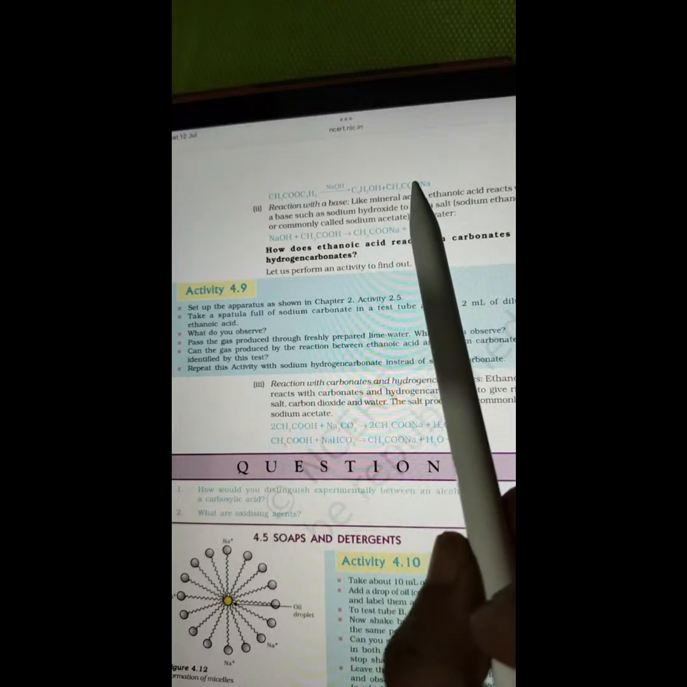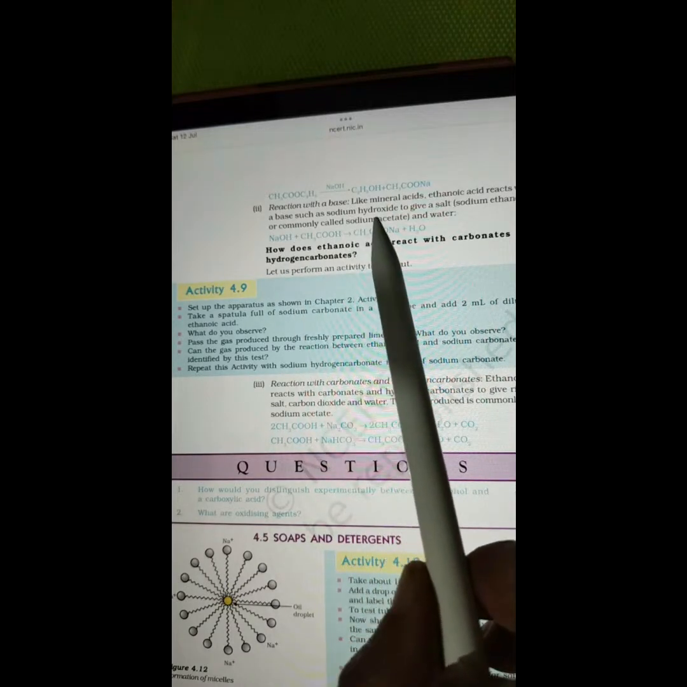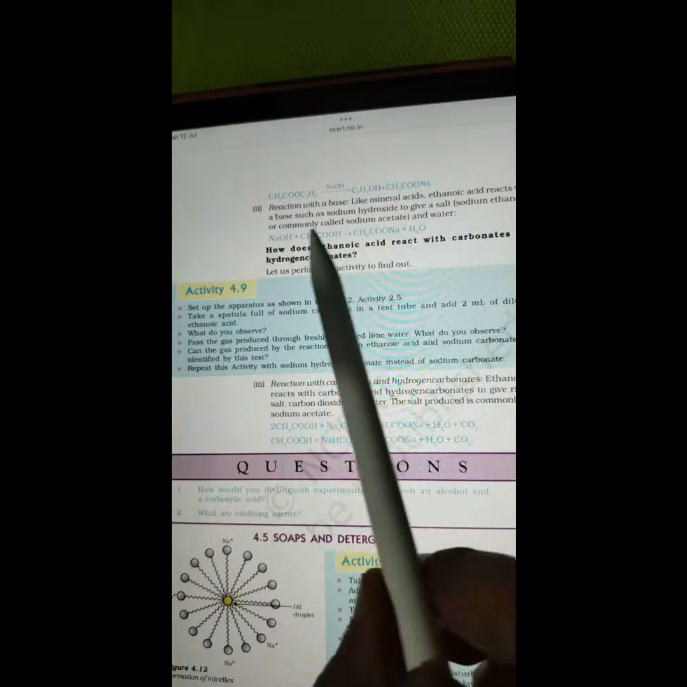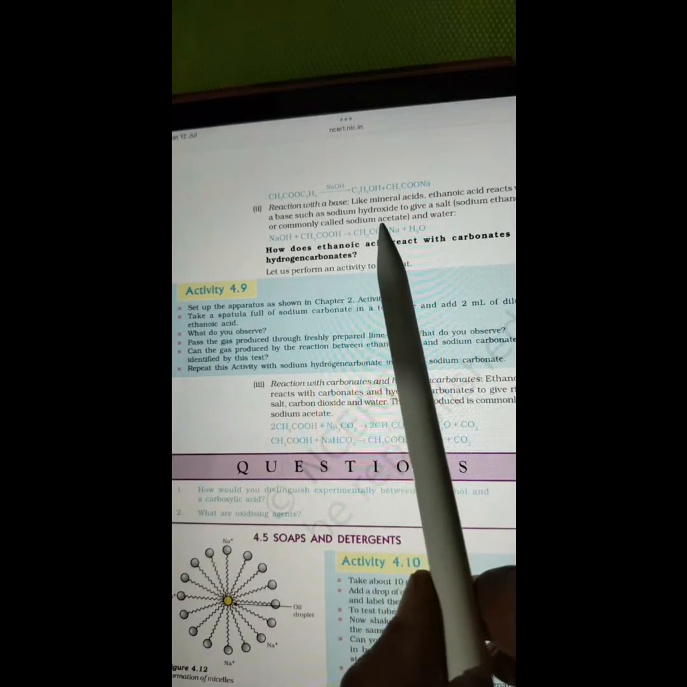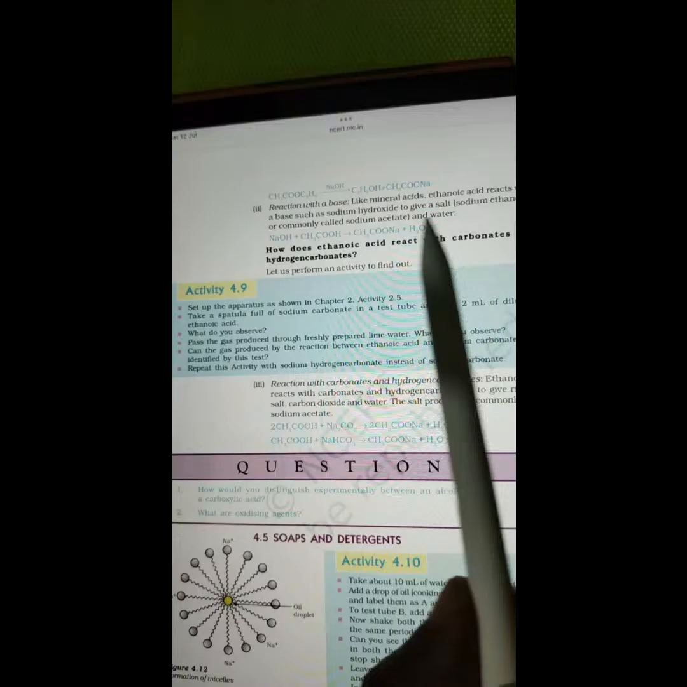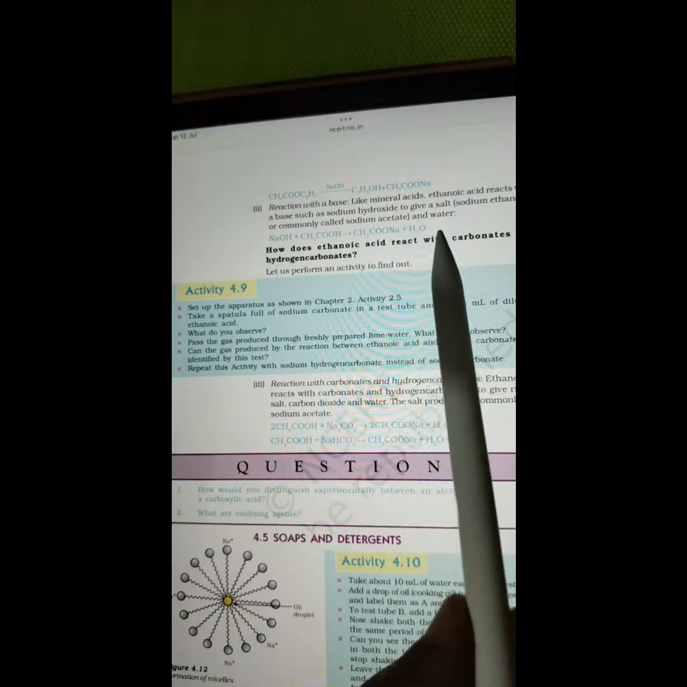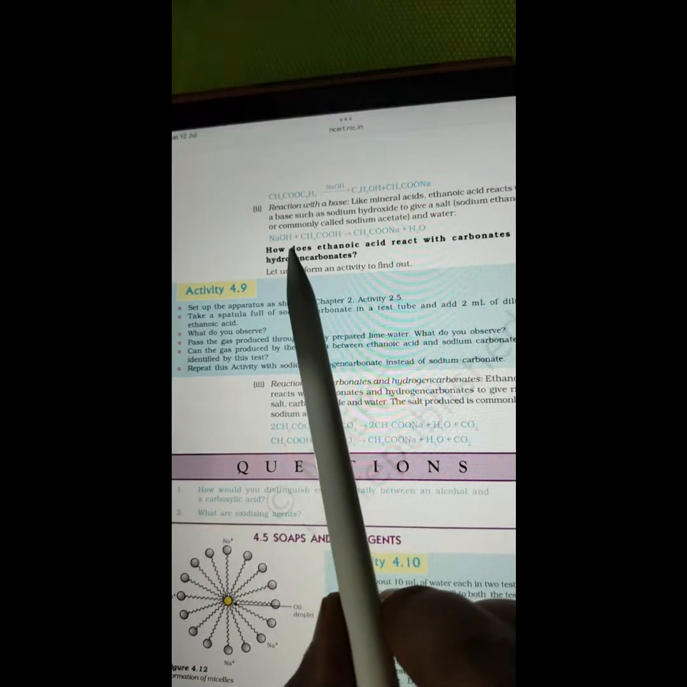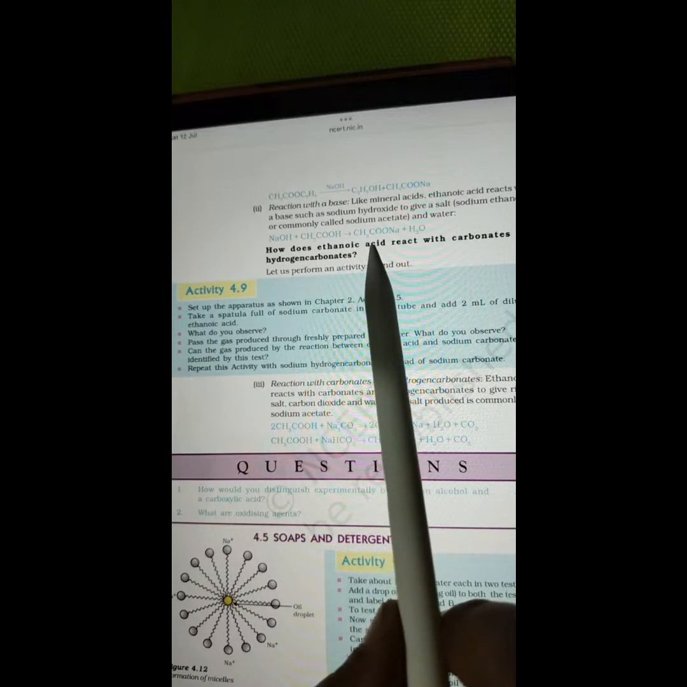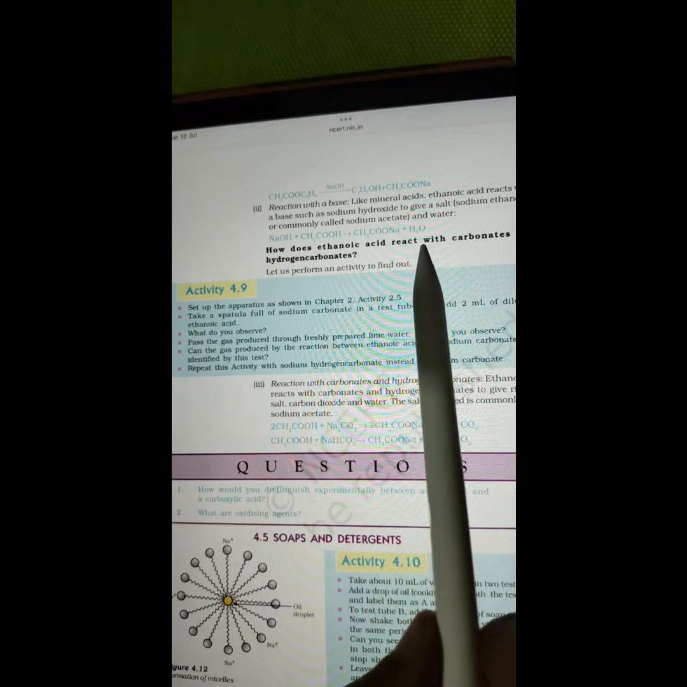Next page, please. Here the saponification reaction is shown to you. Reaction with a base like a mineral acid: ethanoic acid reacts with a base such as sodium hydroxide to give a salt, sodium ethanoate, commonly called sodium acetate, and water. So once NaOH is added to acetic acid, CH3COONa along with water is formed.